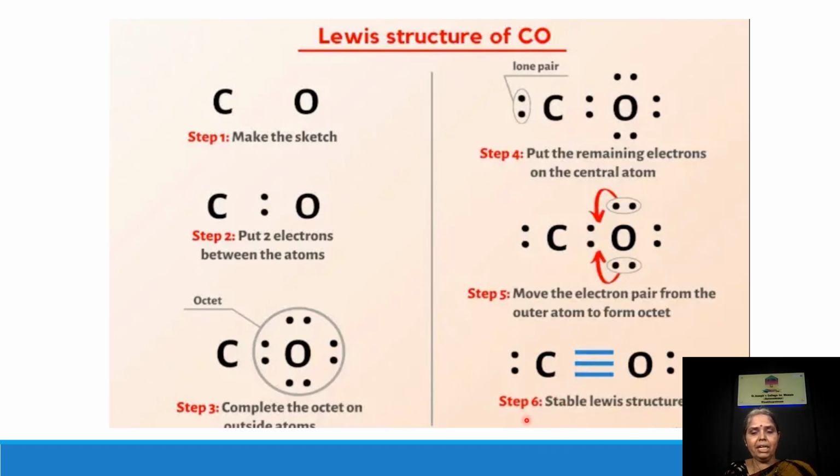Now, see how many electrons carbon has. 2 plus 6, 8. How many electrons does oxygen have? 2 plus 6. See, when there is a triple bond, it involves 6 electrons. So, 2 lone pair electrons plus 6 bonding pair electrons, total 8 electrons. So, we are done with the carbon monoxide structure. That is the Lewis structure of carbon monoxide, in which we adjusted 10 valence electrons with a triple bond between carbon and oxygen and a lone pair each on carbon and oxygen.